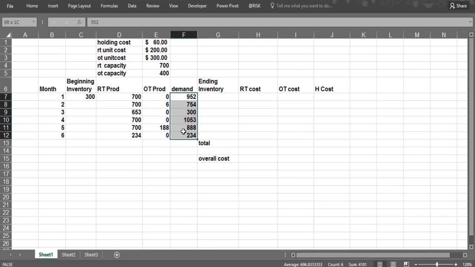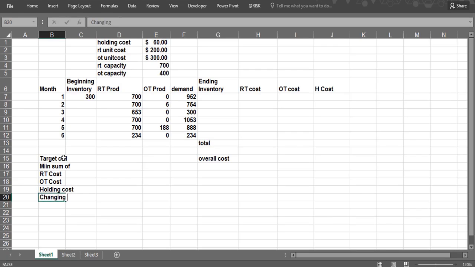Our demand is given in column F, more on that later. And what we want to do is figure out how to minimize the total cost, regular time cost, overtime cost, and holding cost over the 6-month period and meet demand on time. Okay, so we think about this. The target cell will be to minimize the sum of regular time cost, overtime cost, and holding costs. Our decisions would be how many regular time and overtime units to make each month.